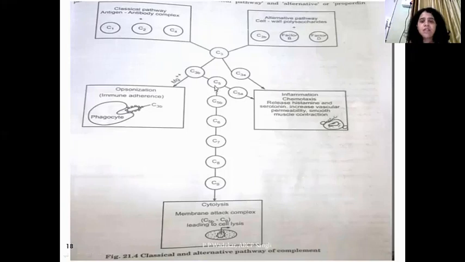Now this C5 will get converted into C5A and C5B, out of which C5B will activate C6, C7, C8 and C9. And further it will lead to formation of MAC. MAC is the membrane attack complex, leading to cell lysis.